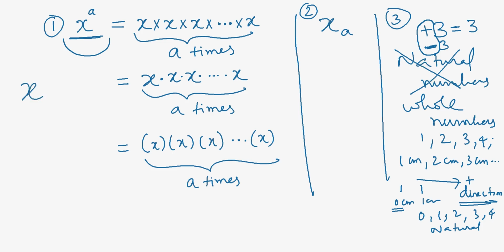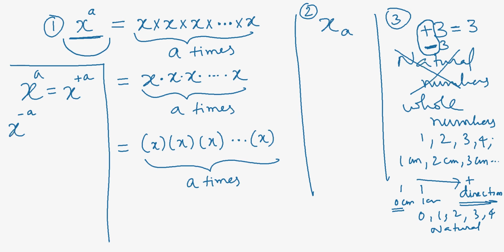For example, x raised to the power of a. If you know the meaning, this is nothing but x raised to the power of plus a. You get that? So x power a, which is x raised to the power of plus a, means x repeatedly multiplies itself a number of times. Then x raised to the power of minus a is also possible, right? That is the opposite of this. Here positive a means repeated multiplication, negative a means repeated division.